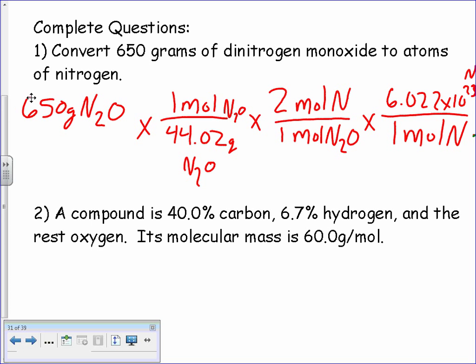So it's like 1.8 times 10 to the 25th atoms of nitrogen. Okay, cool. Thumbs up if you got this far. Right, that's less than half our class.